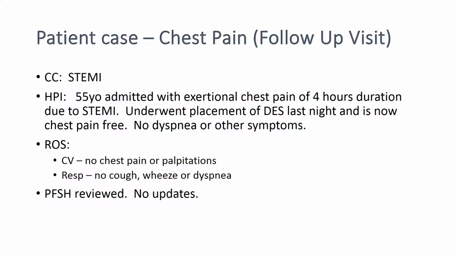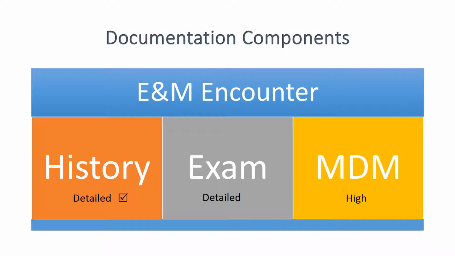So for our patient, we could say chief complaint, ST elevation myocardial infarction, history of present illness, a 55-year-old admitted with exertional chest pain of 4 hours duration due to ST elevation MI. He underwent placement of drug-eluting stent last night and is now chest pain-free. He has no dyspnea or other symptoms. Review of systems, cardiovascular, no chest pain or palpitations, respiratory, no cough, wheeze, or dyspnea. Past family and social history reviewed with no updates. That's pretty straightforward, isn't it? So we've met our history requirements.